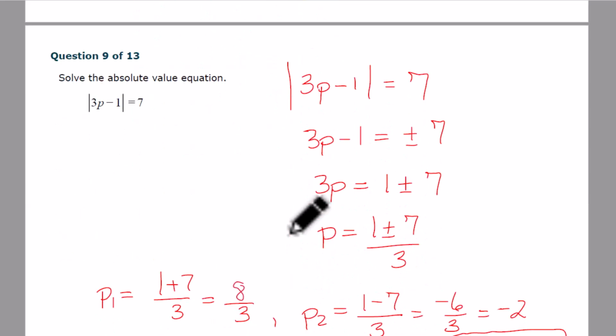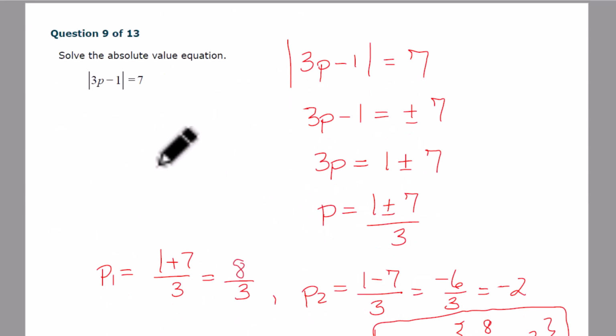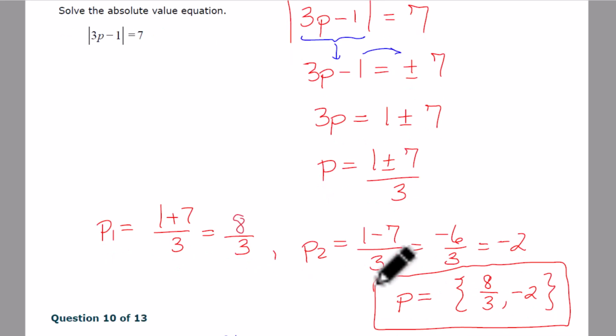All right, question 9. Let's see. All right, same deal. It is cleaned up, so I grab the inside stuff. I move the number. Got that. Divide everything by 3. And so if I use the plus and use the minus, I get answers of 8/3 and -2.